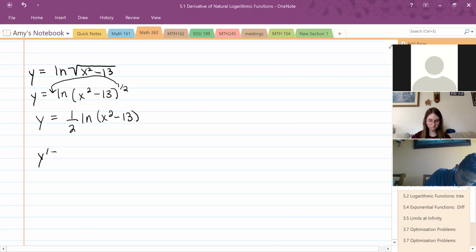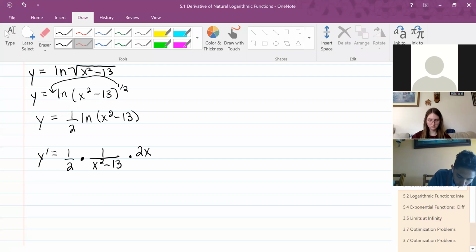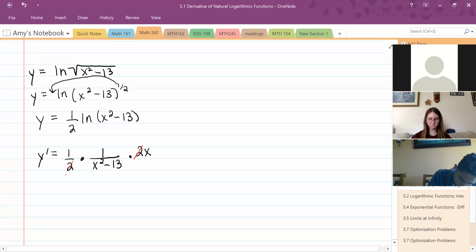So when you take this derivative, bring down your 1/2 times the derivative of ln x squared minus 13. So that's going to be 1 over x squared minus 13 times the derivative of the inside, which is 2x. Now your 2's reduce, and the derivative is x over x squared minus 13.